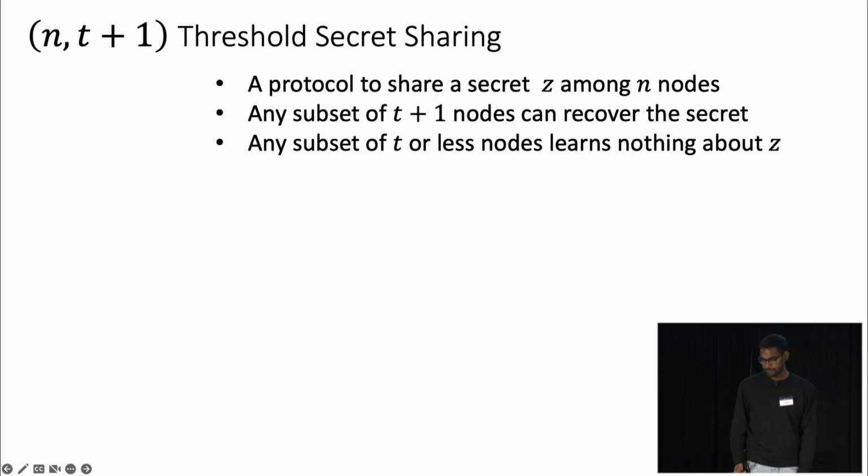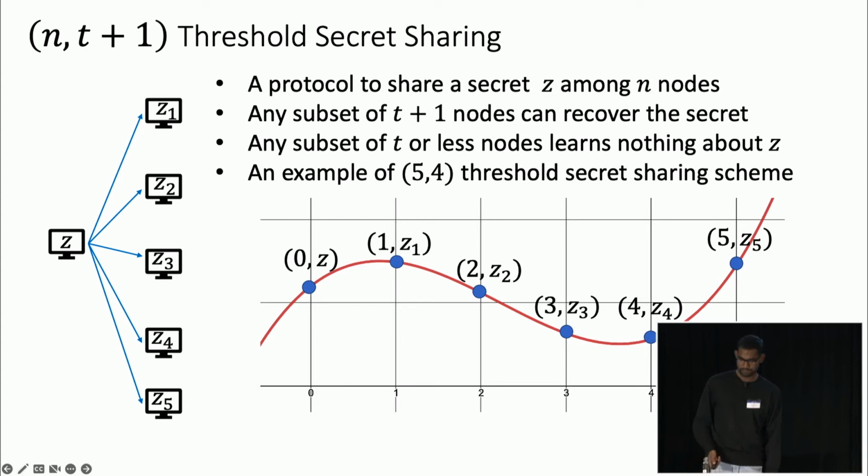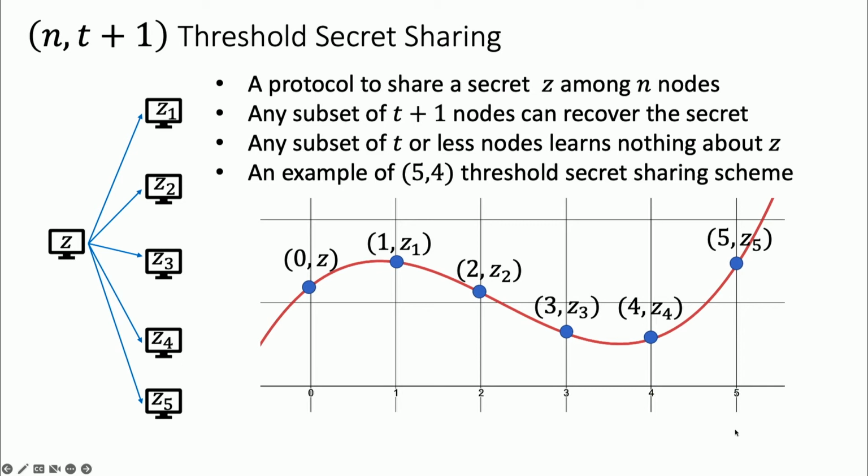Pictorially, this is what it looks like. We have a secret, and each node has one share of the secret. This is one construction of threshold secret sharing, which is Shamir secret sharing. We embed the secret at the constant term of a low-degree polynomial, and then give each node one evaluation point on the polynomial. So this is a very standard Shamir secret sharing scheme.